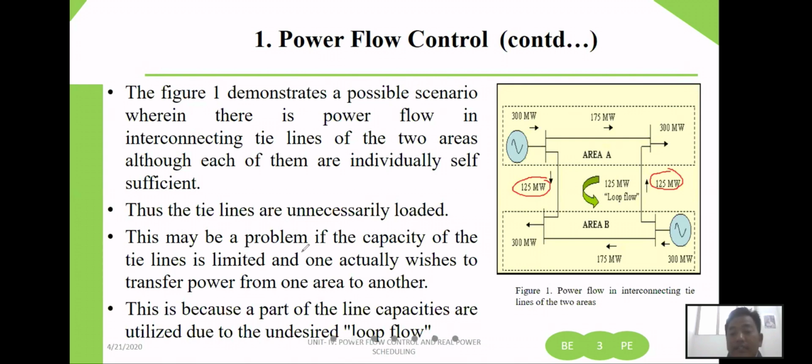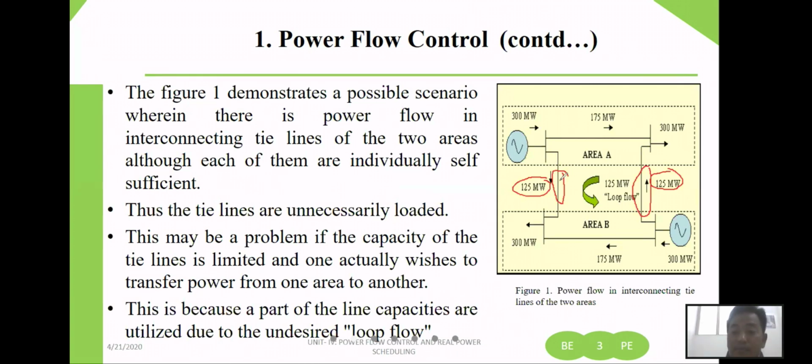Now if you do it like this, it may be a problem if the capacity of the tie line is limited. This tie line has its own capacity. It will not be as per our wish, right? Every line has its own capacity, and this may be a problem if the capacity of a tie line is limited and one wishes to transfer power from one area to another. Just now I said 125 megawatt, and if this tie line is not able to share 125 megawatt, then this has become a problem, right?